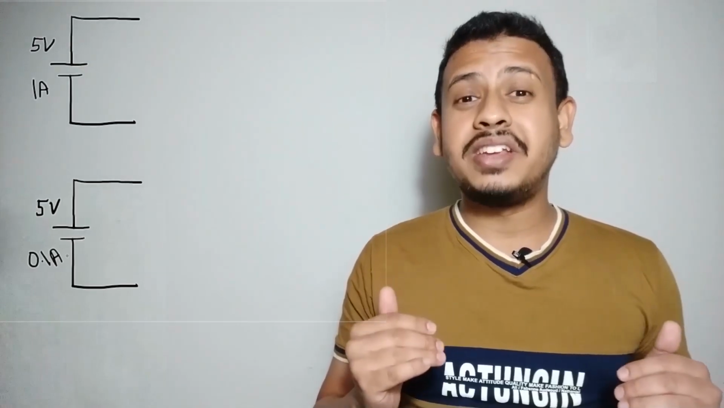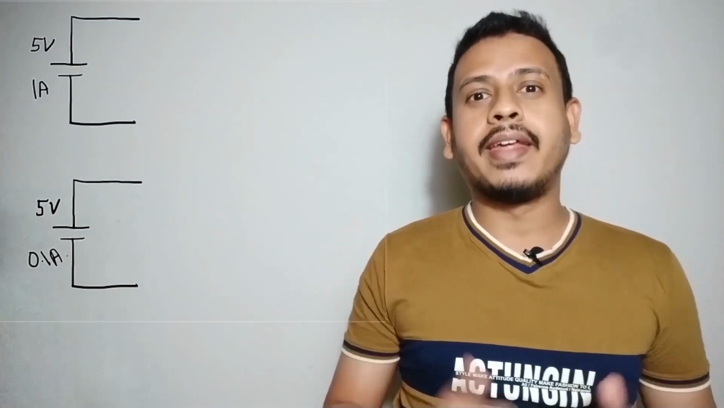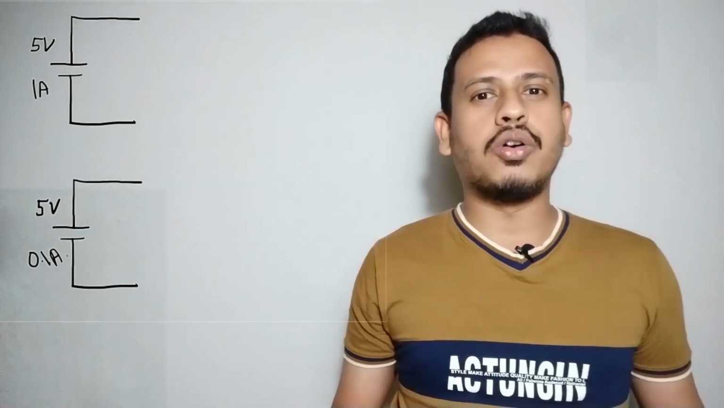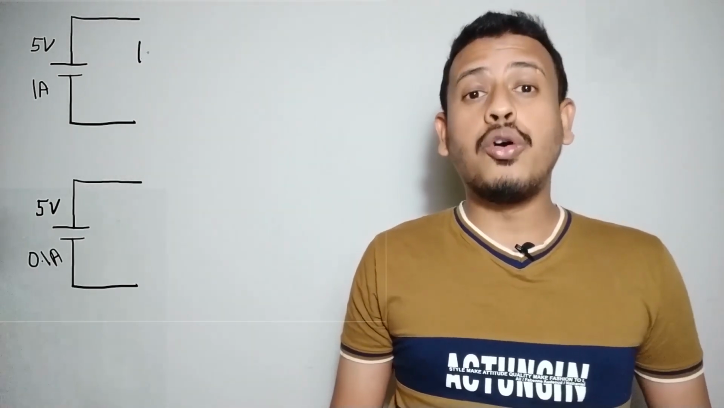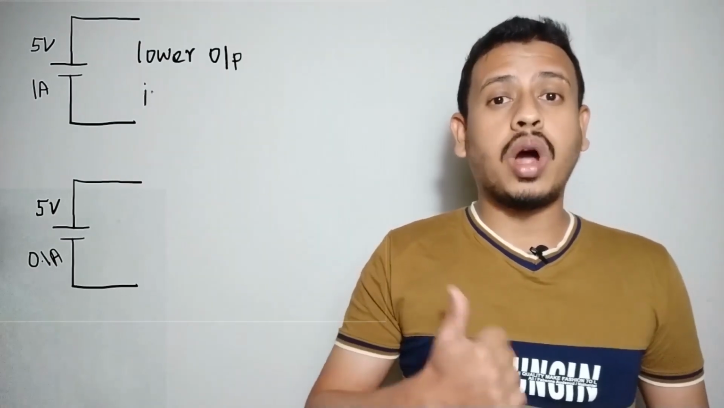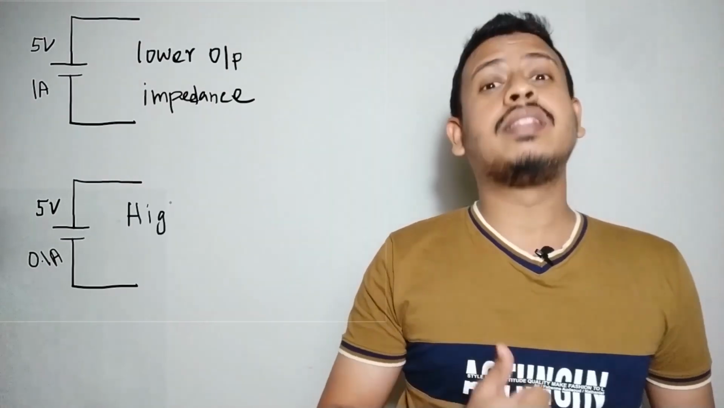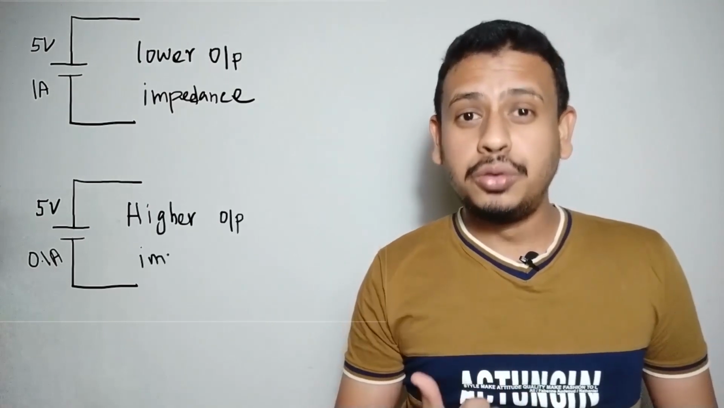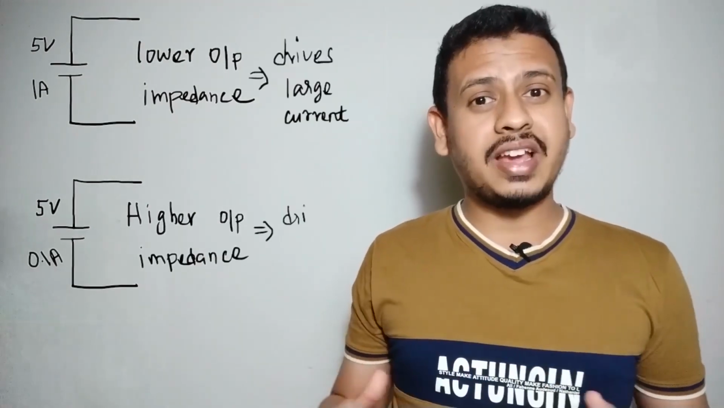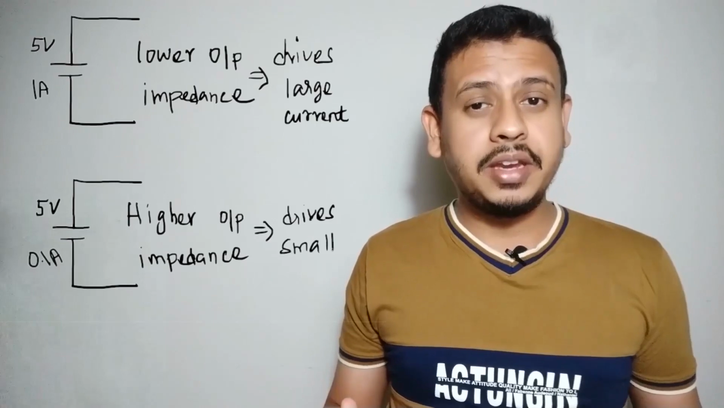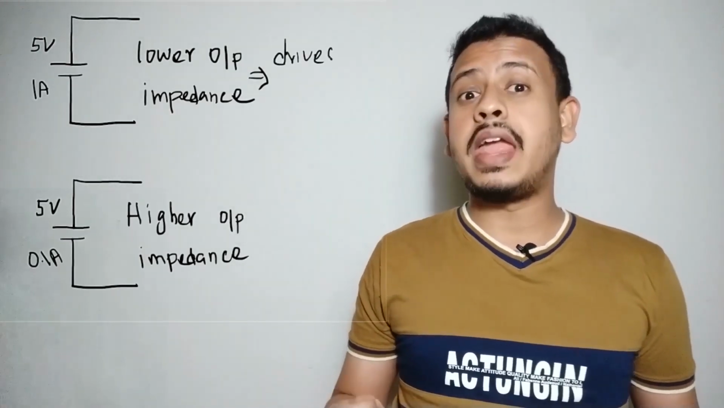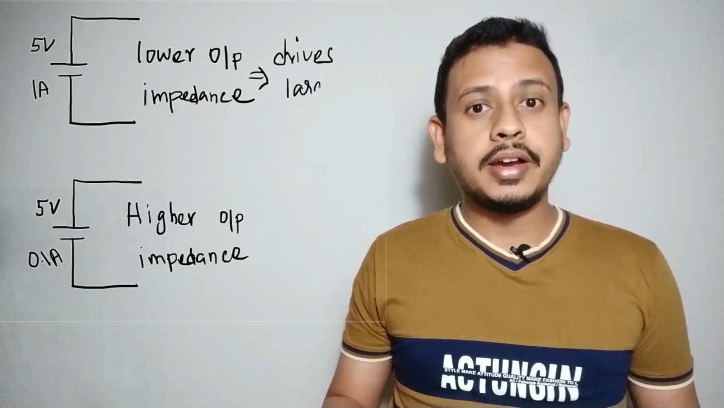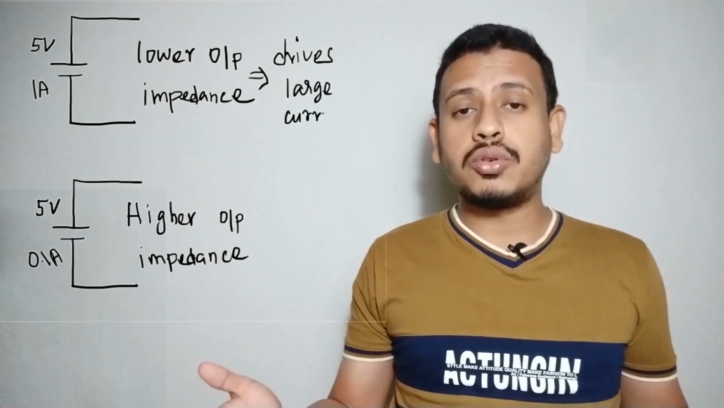One of these power supplies has a high output current and the second power supply has a low output current. In that case, we could say that the output impedance of power supply 1 is lower than the output impedance of power supply 2. If a source has high output impedance, it means it can drive only a small amount of current. If the power supply has lower output impedance, it means it can drive a large amount of current. Now let us take another example.